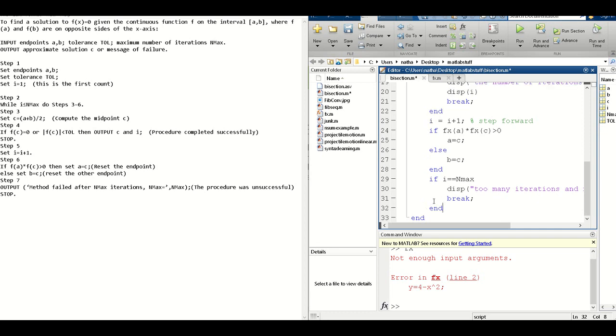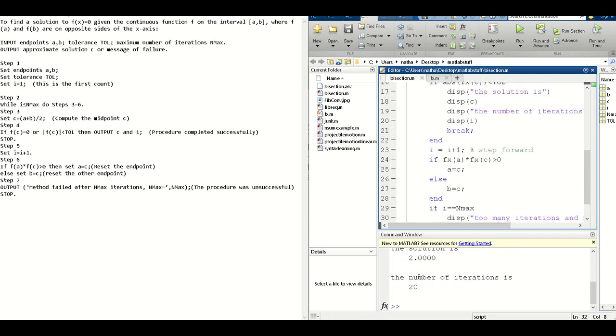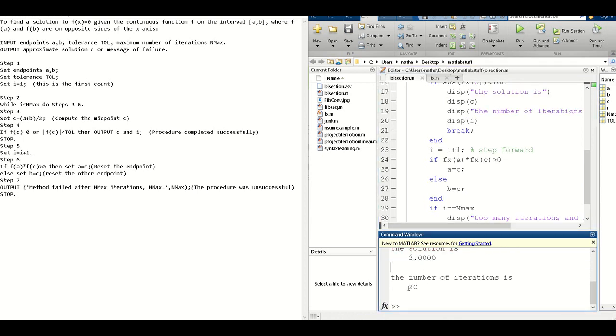We can do fancier stuff with our bisection, but at this point, let's go ahead and run this. It looks like it worked. It gave us a solution of 2 and an iteration of 20.